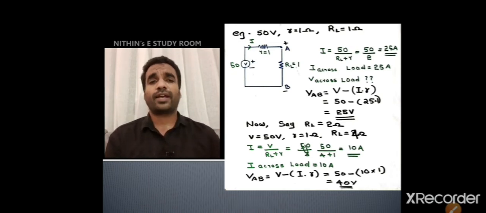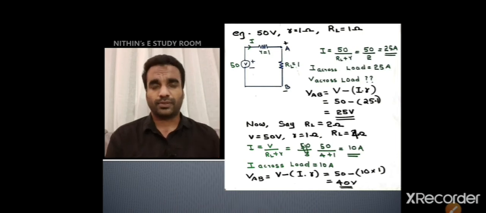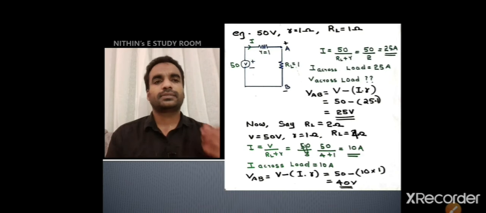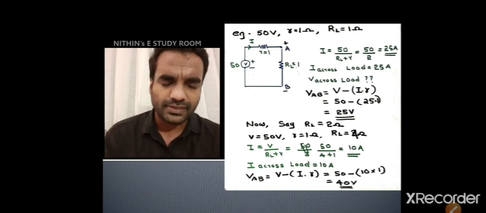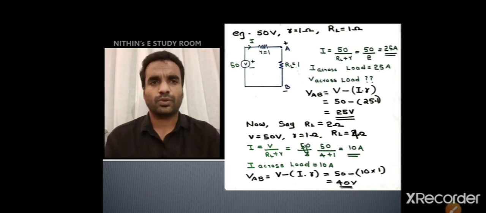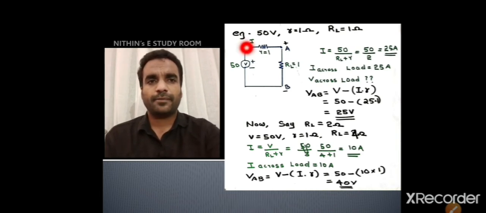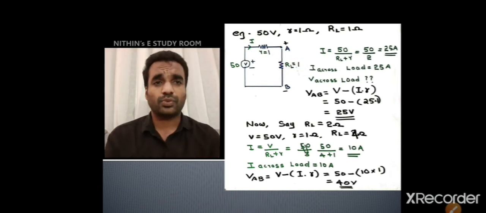Now we want to find the voltage across the load. So VAB is equal to, this is not a new thing. You already know that in the previous classes we discussed the voltage division rule. If we are supplying 50 volt from here, that 50 volt will get divided among the internal resistance and the load resistance, based on their values.